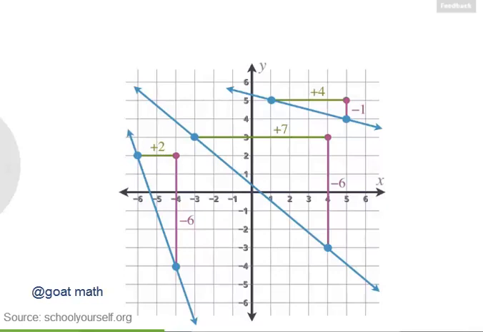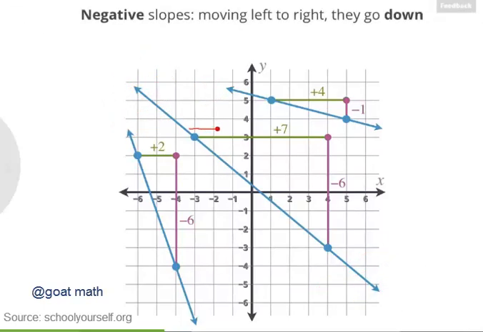Now as you might have noticed, there's a pattern for lines with negative slopes. They all have similar directions, going from the top left to the bottom right. In other words, as you move from left to right along each line, you're also moving down.